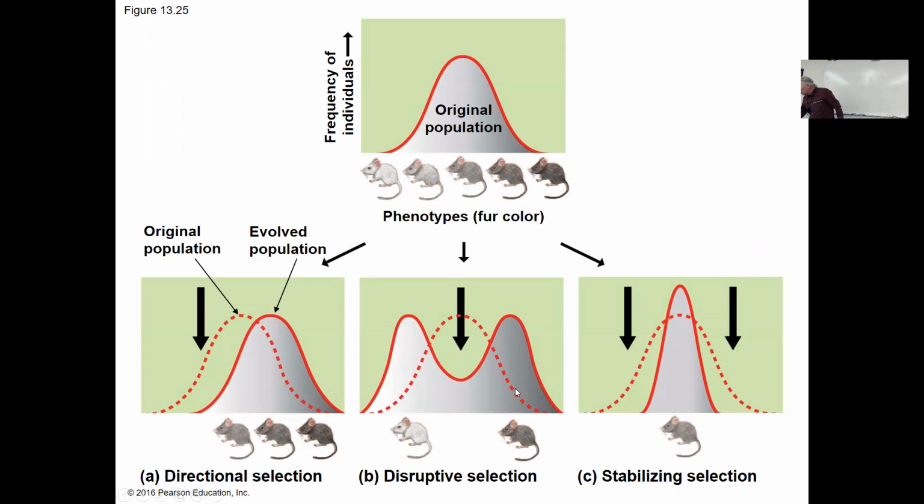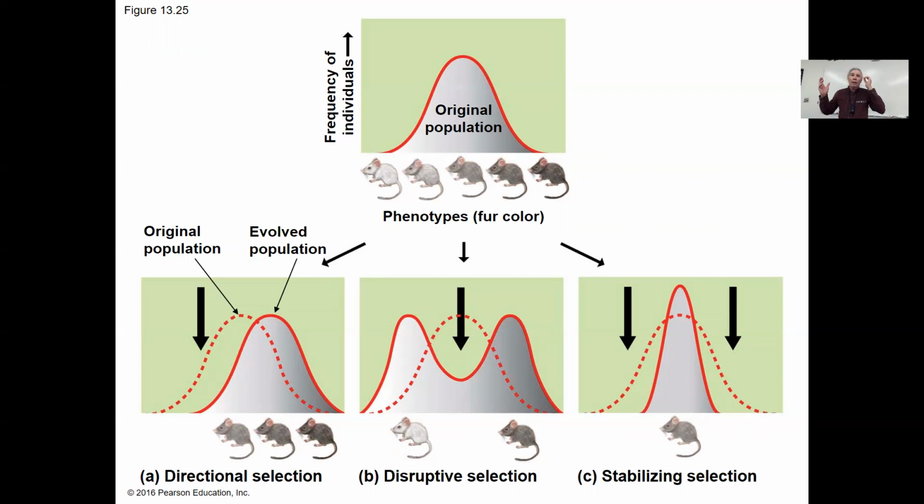Over here, stabilizing selection is the medium color, the gray color. For some reason, the light color and the dark color now, they're getting eaten more often or getting disease more often or whatever. Good example of stabilizing selection is human baby weights.